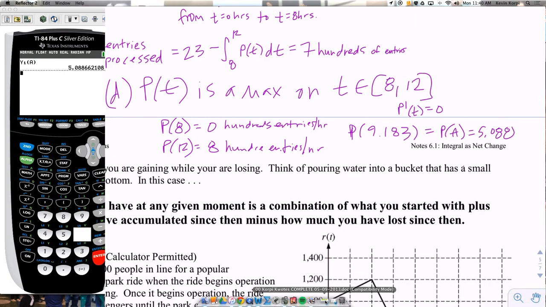If I had time, I would go ahead and find the other critical value, but it's going to be the local minimum value because it crossed from negative to positive, and then you'd have your EVT justification. But that would be the final answer. 8 is greater than 0, which is greater than 5.